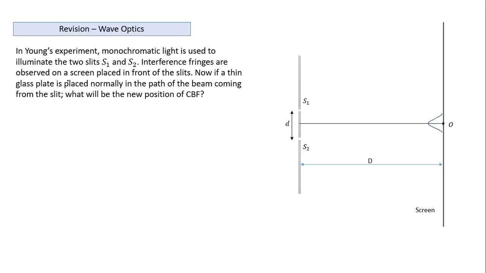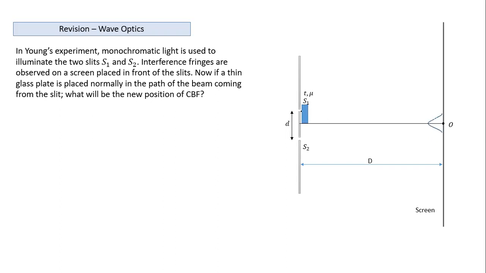Now if a thin glass plate is placed normally in the path of the beam coming from one of the slits here. What we do is place a small sheet of glass, thickness is t, refractive index is mu. Now, the rays reaching the same point where earlier the central bright fringe was forming, the rays from S1 have to pass through the glass sheet also, whereas rays coming from S2 don't have to pass through the glass sheet. The glass sheet is placed in the path of only one of the slits here.